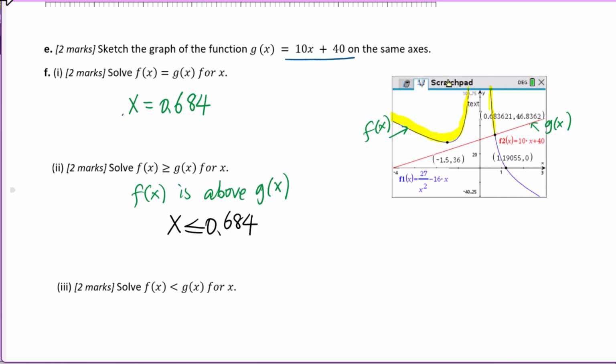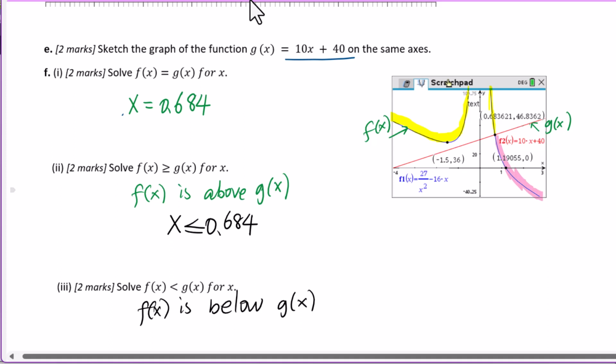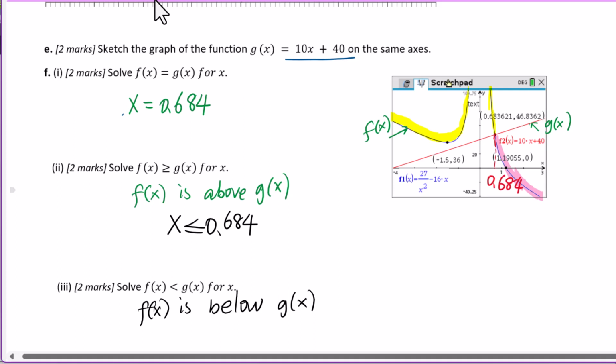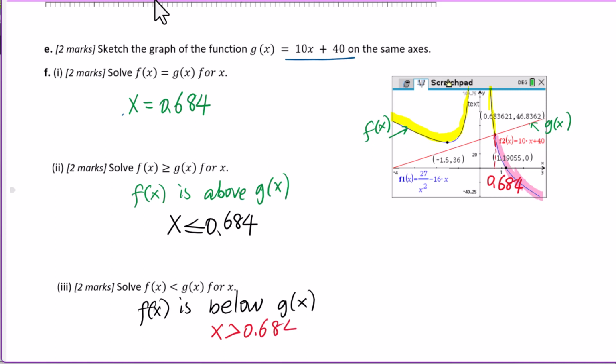Last question. Solve f of x less than g of x, which means f of x is below g of x. Just check the graph. This part, it's below g of x. The intersection is 0.684. So when x is greater than 0.684, f of x is less than g of x.